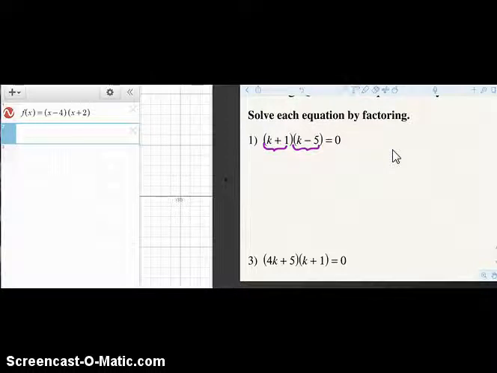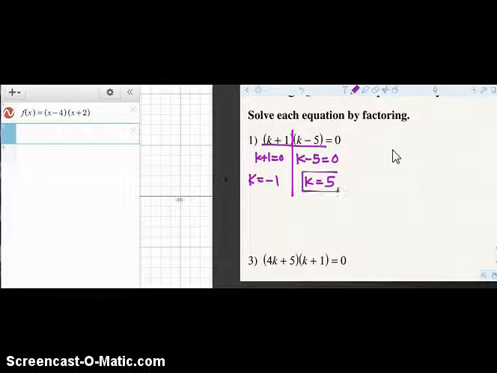So what I'm going to do is what I refer to as a t-bar. In between each factor, I drop a line down to separate them. I do k plus 1 is equal to 0 and k minus 5 is equal to 0. And then I just solve. So in this case, k is equal to -1 and k is equal to 5. I have two solutions here to my system of equations.